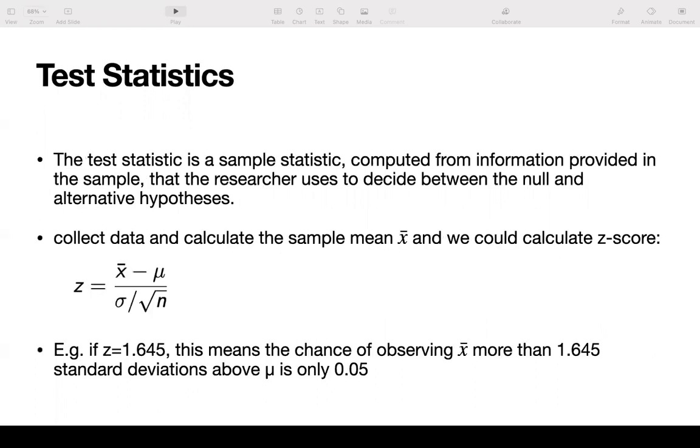Next, we'll talk about test statistics. It is a sample statistic computed from information provided in the sample that the researcher uses to decide between the null and alternative hypothesis. So we have to collect data and calculate a sample mean x bar, and we will calculate the z-score, which equals x bar minus mu divided by sigma divided by the square root of n. For example, if the z value is 1.645, this means the chance of observing x bar more than 1.645 standard deviations above mu is only 0.05.